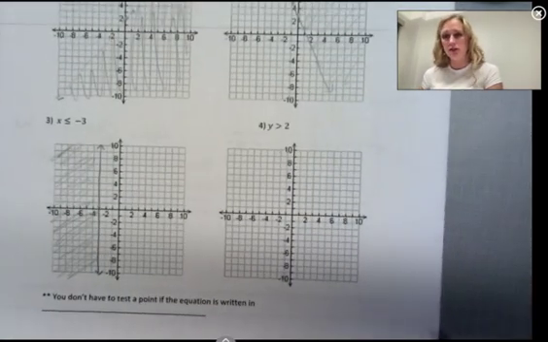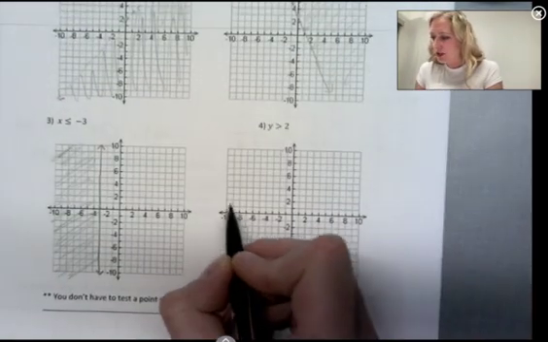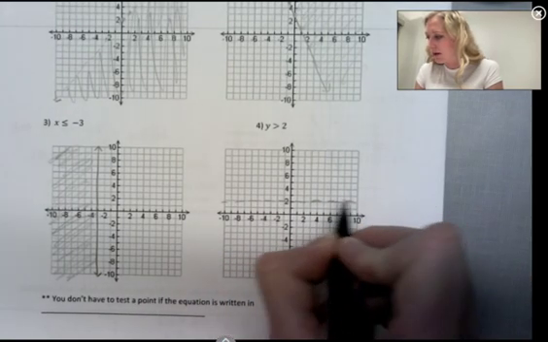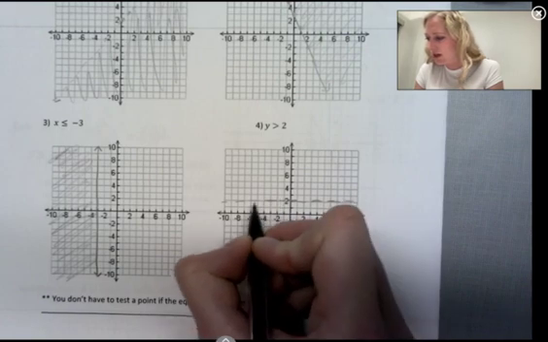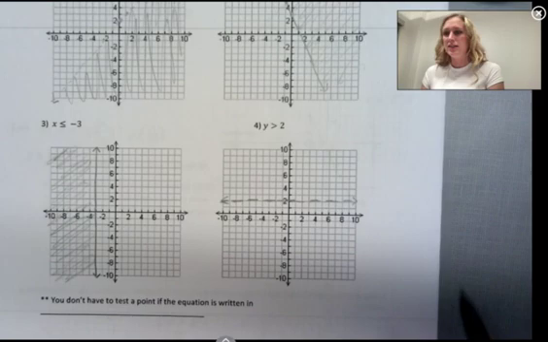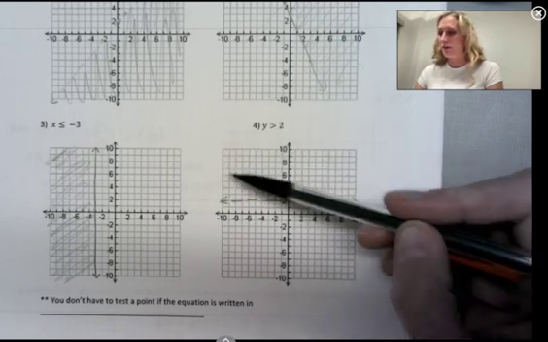This is going to be a horizontal line through 2. It's going to be dashed. Sorry, kind of hard to see. Probably I'm going to make those a little darker. Okay, and it's y is greater than. So greater than is above.